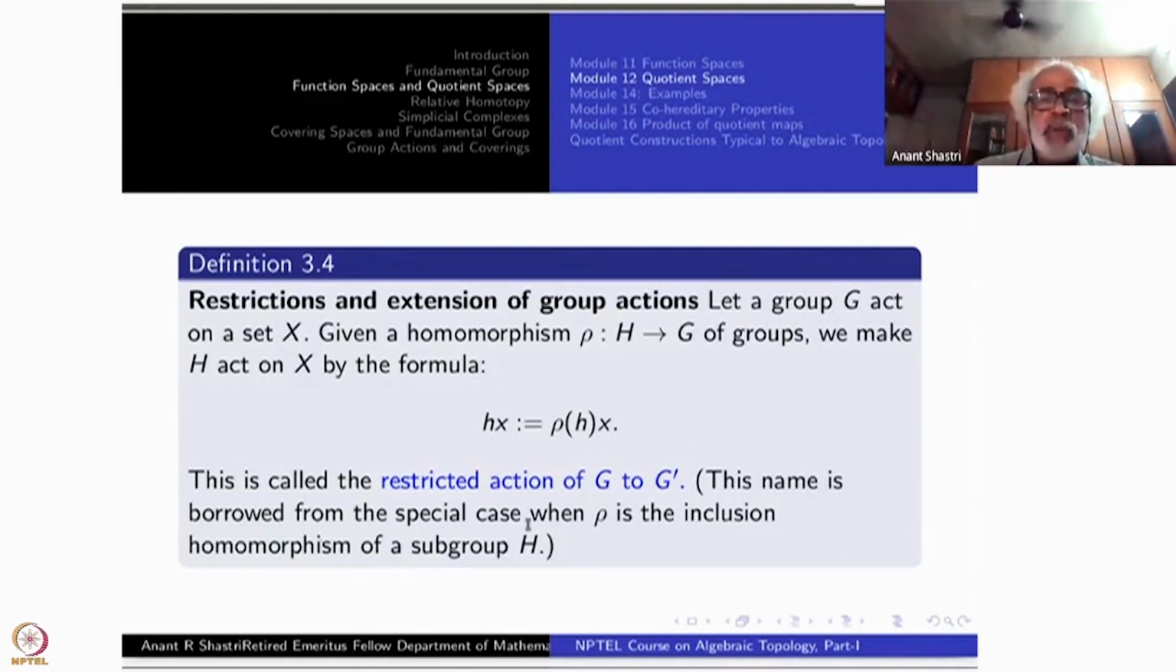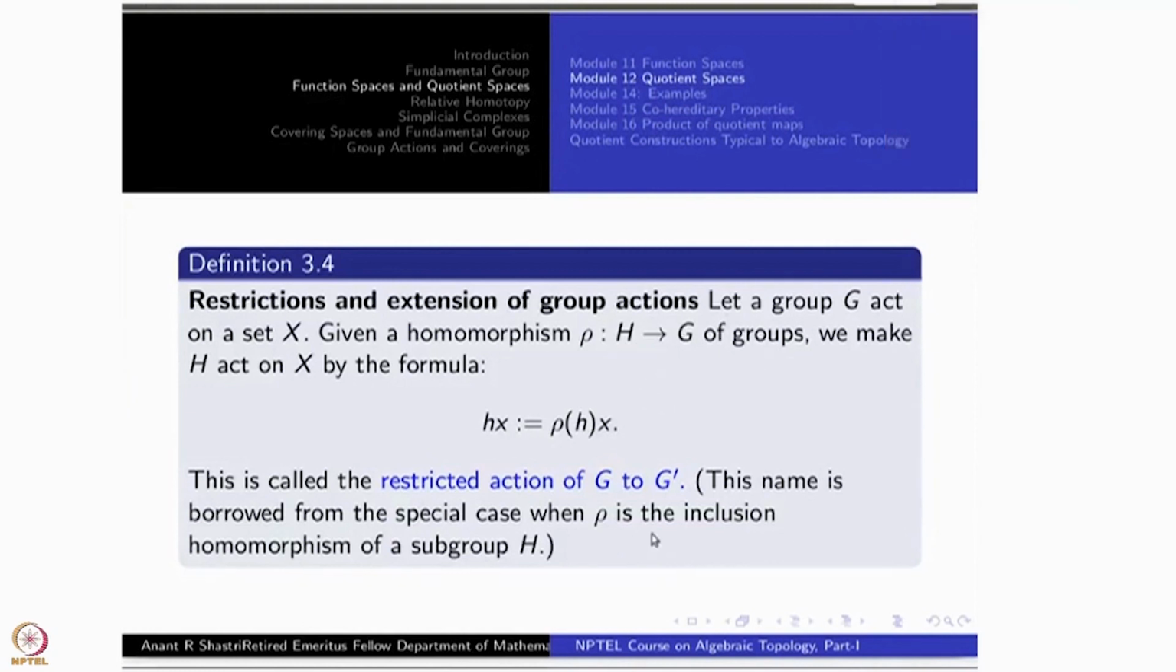This name is borrowed from the special case when rho is the inclusion homomorphism of the subgroup H. Suppose H is a subgroup, then rho is the inclusion, and the name restricted action makes sense. The same thing has been generalized to any group homomorphism, whether rho is injective or not. Okay?